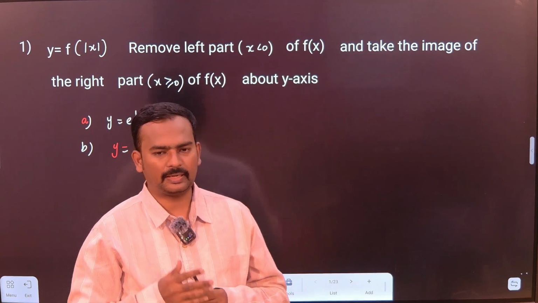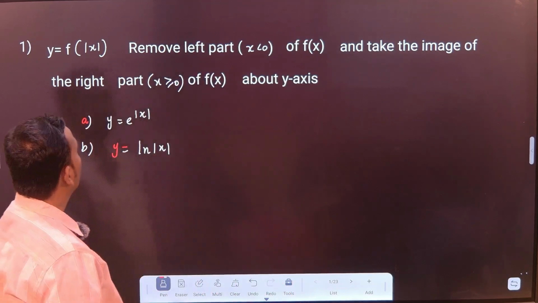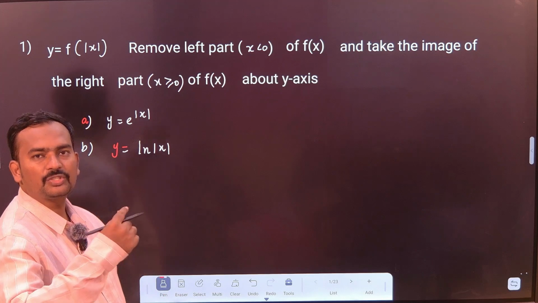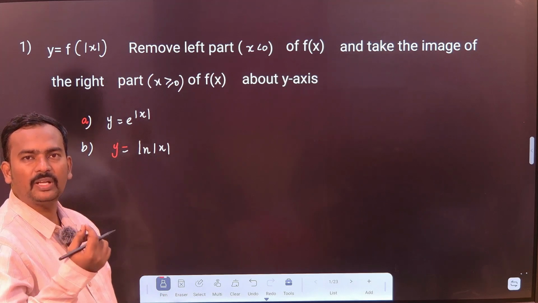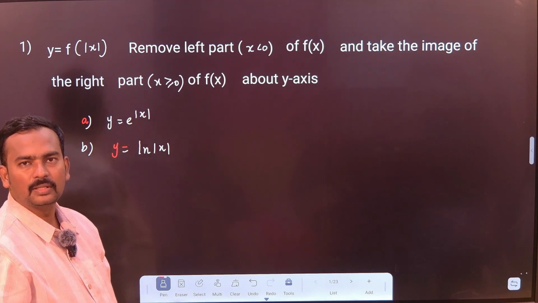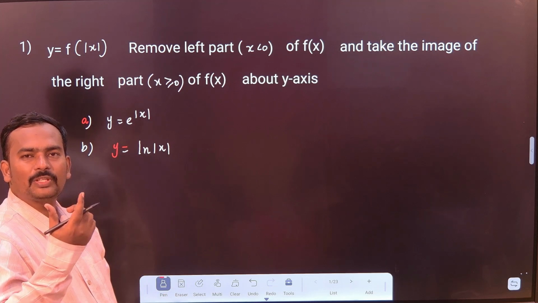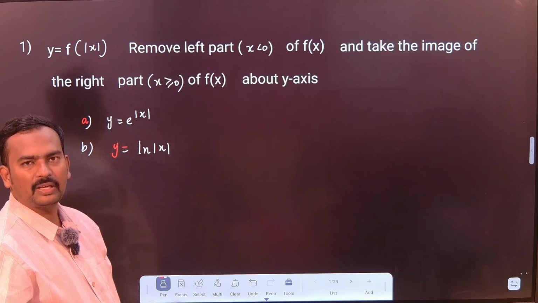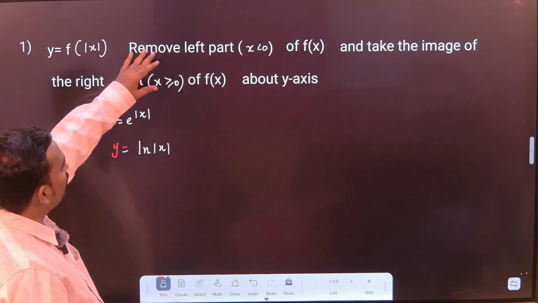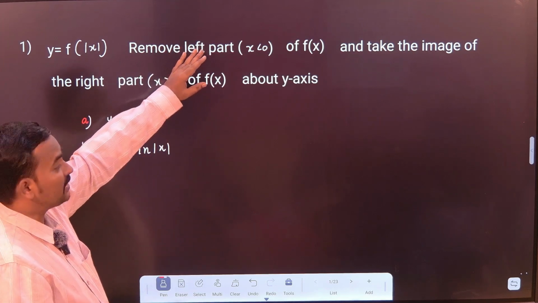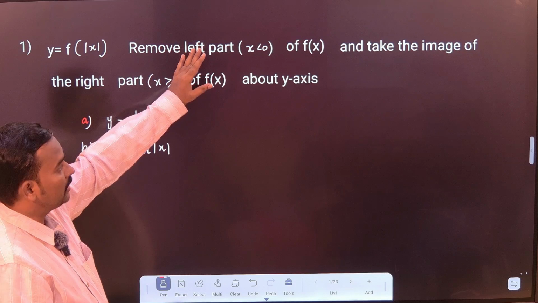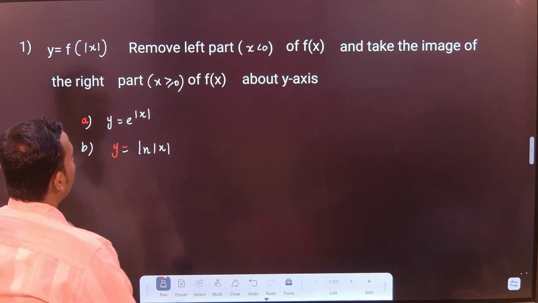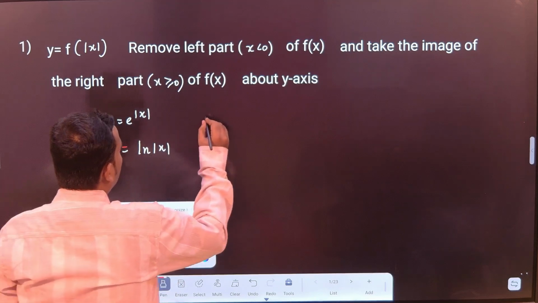Okay. So let's get started with today's session. You can see the first transformation is f of x changes to f of mod x. Just replace x by mod x. That means what? Mod x's job is what? Every negative value is converted into a positive value, right? So that's why we have to remove the left part of the graph, that means x less than 0, the negative part, and take the image of the right part of the graph, right?